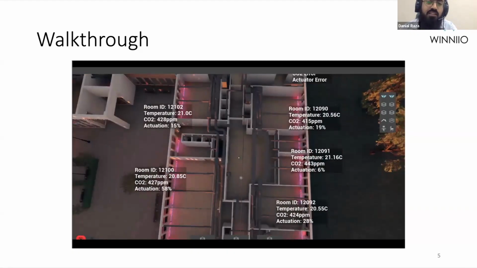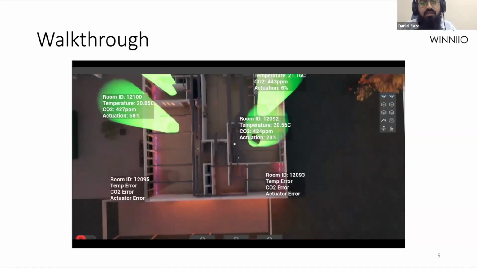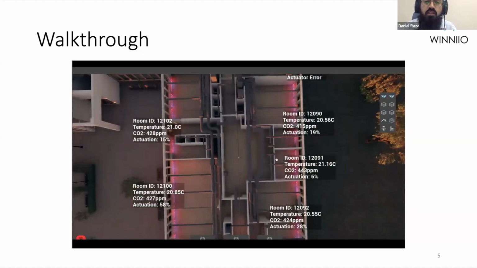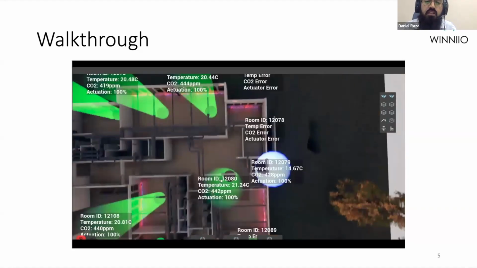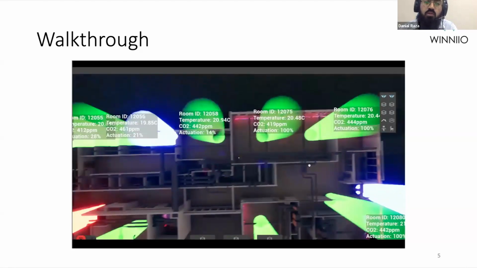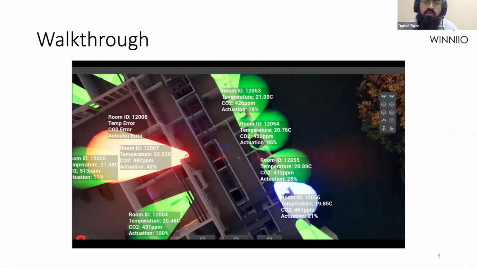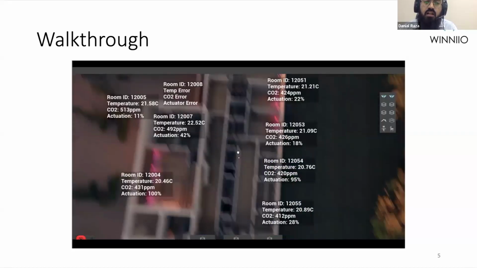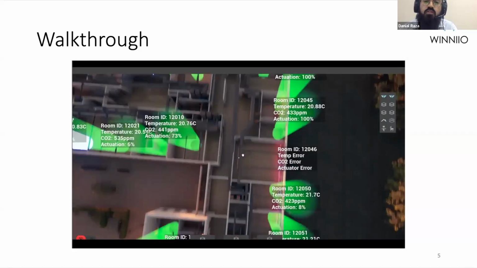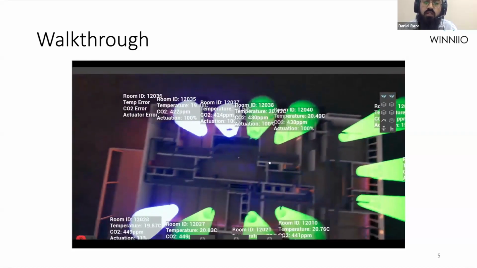And then you can see the status of all of the rooms. So green means it's at the ideal temperature that we want. Blue is cold and red is that the room is warm. So you can see in a bird's eye view which rooms are cold, which rooms are good.